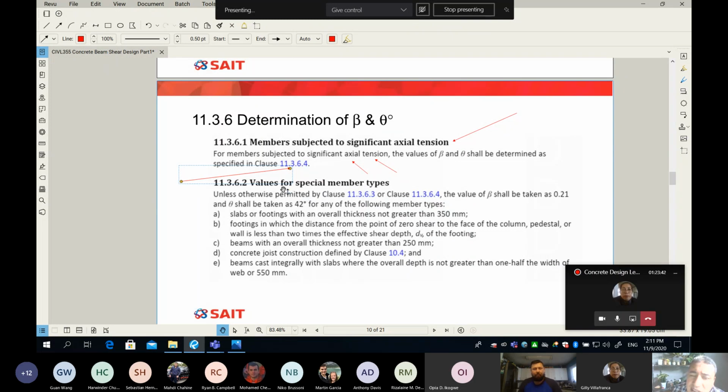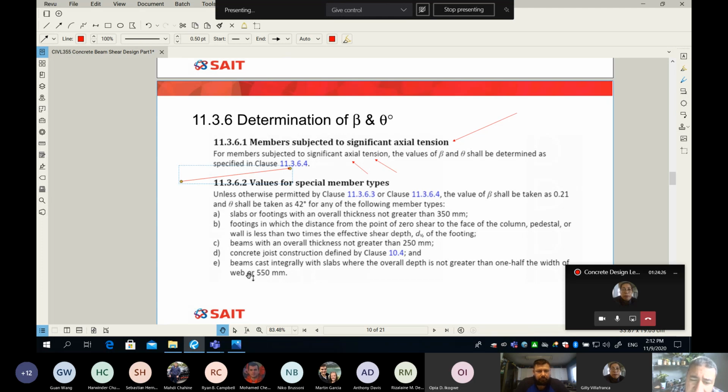11.3.6.2, and what does it say here? It says values for special member types. So in the code, there are some types of concrete member. If they meet these conditions on A or B or C or D or E, then the code tells you to use a beta of 21% and a theta of 42 degrees. Same as we did for the concrete slab that we designed last class. Last class, I think the thickness was somewhere in between, maybe 200, maybe 150. Where you have a slab less than 350 thickness, you use beta equal to 21% and theta of 42 degrees.